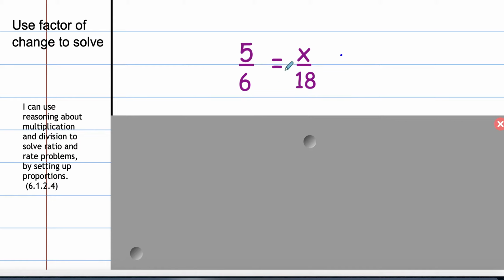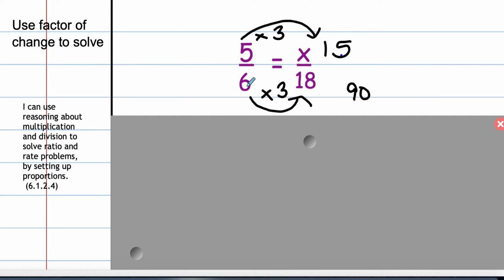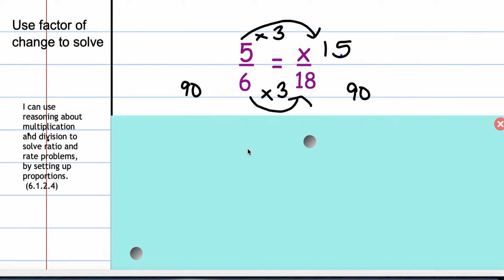So write 5/6 equals x/18. How did I go from 6 to 18? I times by 3. I got 3 times bigger. So if I times 5 by 3, this would be 15. So 5/6 is equivalent to 15/18. Now I can check that. Let's cross it. 5 times 18 is 90 if I cross these two. And 15 times 6, if I cross those two, is 90, so I know I'm correct. So we are using the reasoning between multiplication and division. That's why we have to use that factor of change.